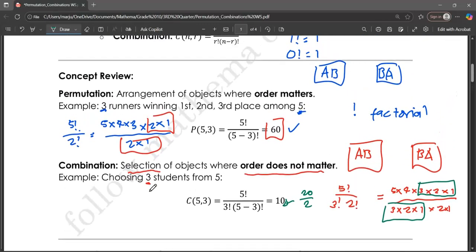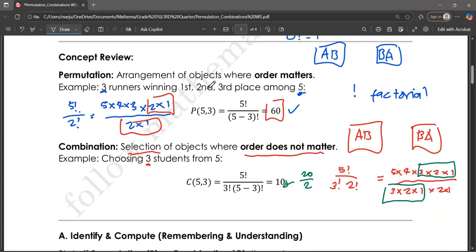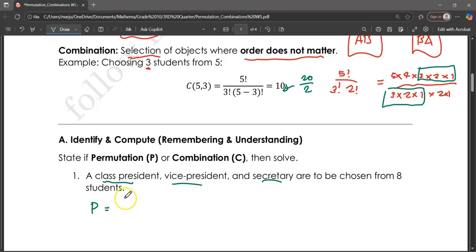Here we are informed that we are going to make use of this formula, right? So we will have n factorial divided by n minus r, and then factorial. So again, this is 8 factorial divided by, what is 8 minus 3? That is just 5, right? So we have 5 factorial.